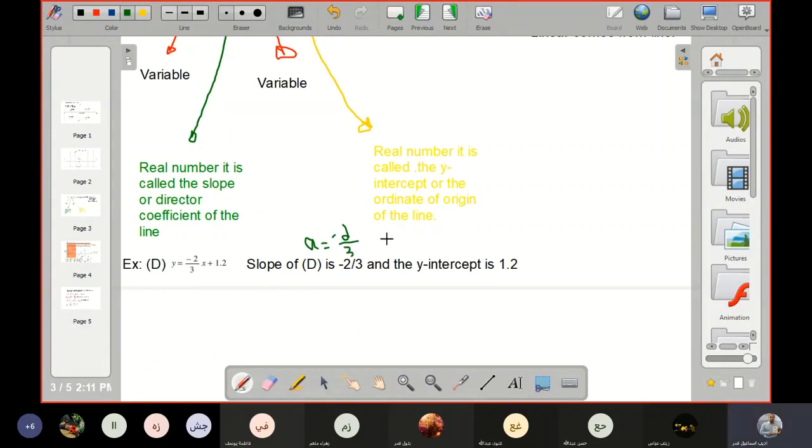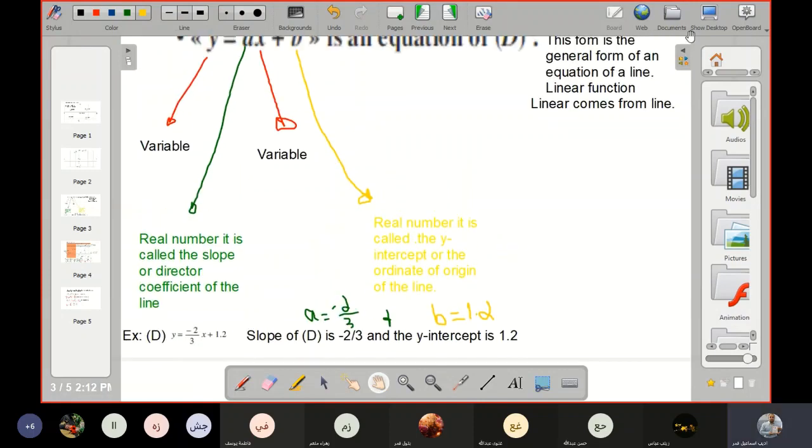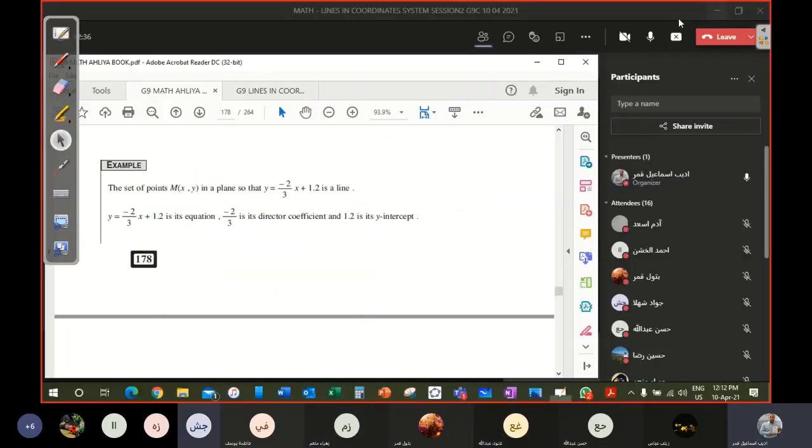which is the slope, and the y-intercept B equal, which is the y-intercept, B equals 1.2. Okay? Did you understand? Yes.